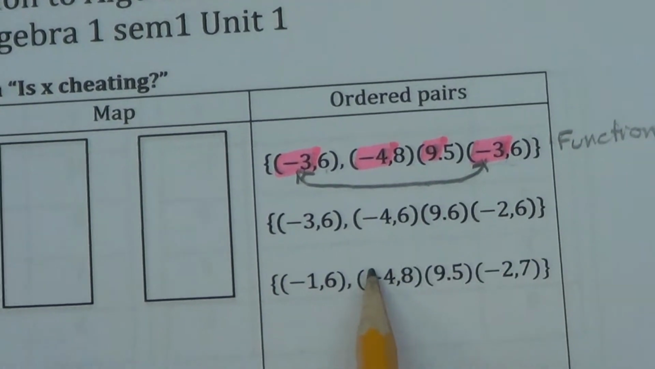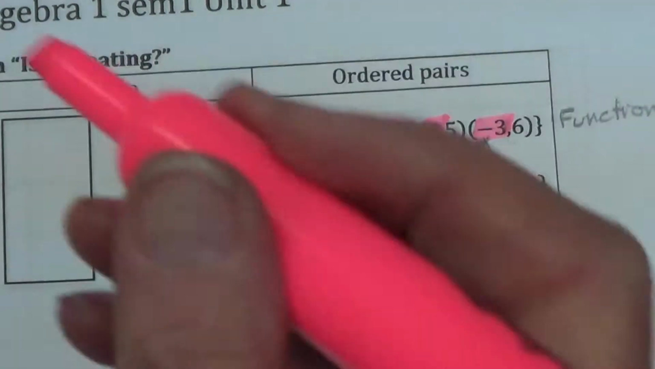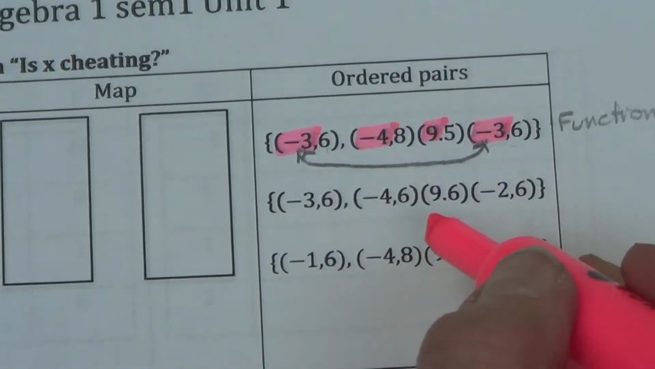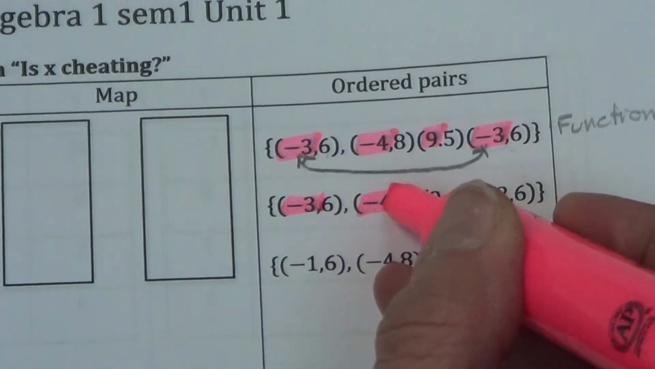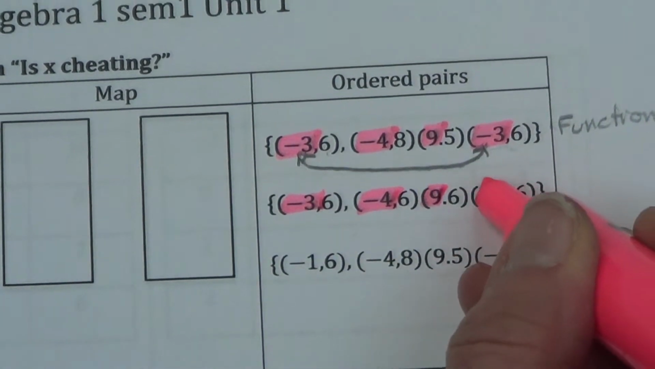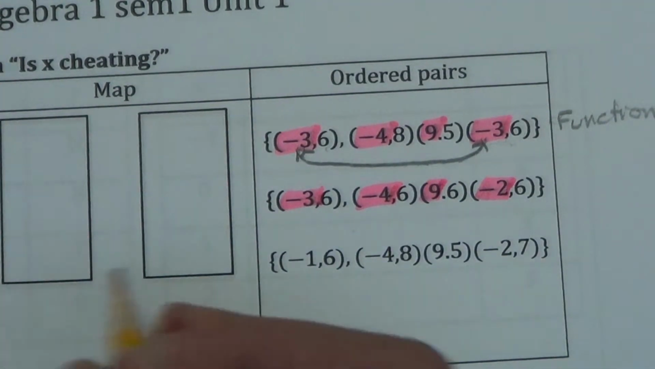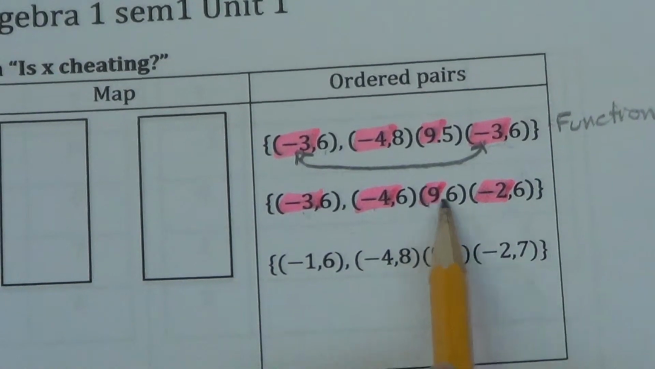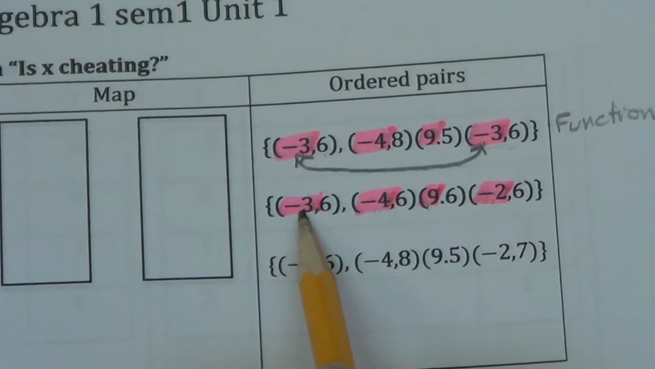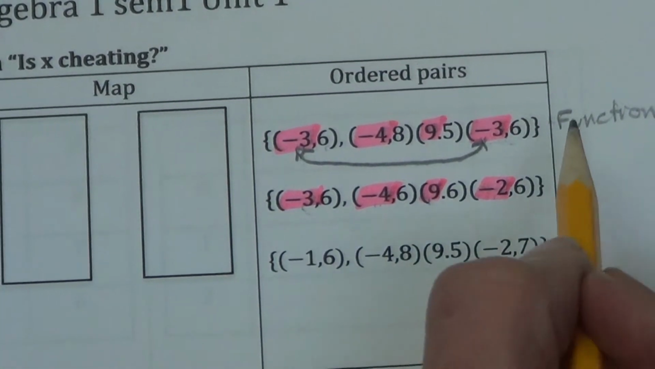So now we go to this next one. Okay, now we have a whole different group that we're looking at. Again, domain is -3, -4, 9, and -2. Do I see any of the domains cheating? The domain seems to be not repeating with a different partner. So that is a function.